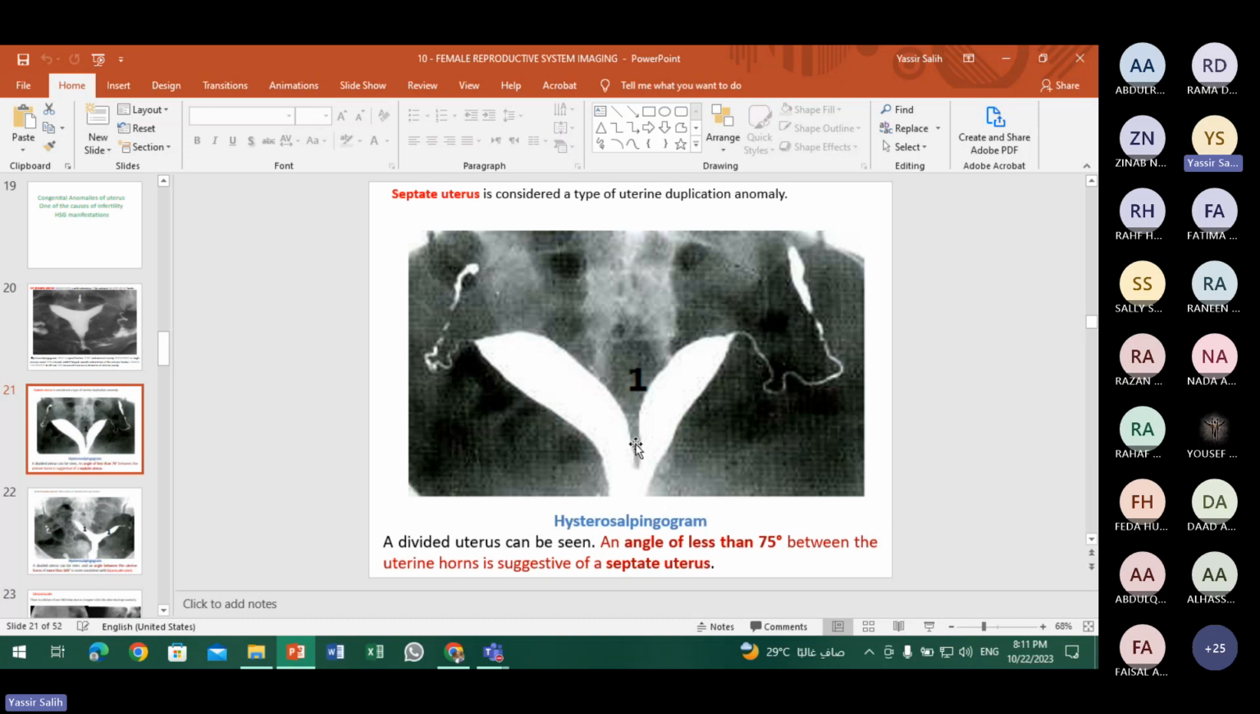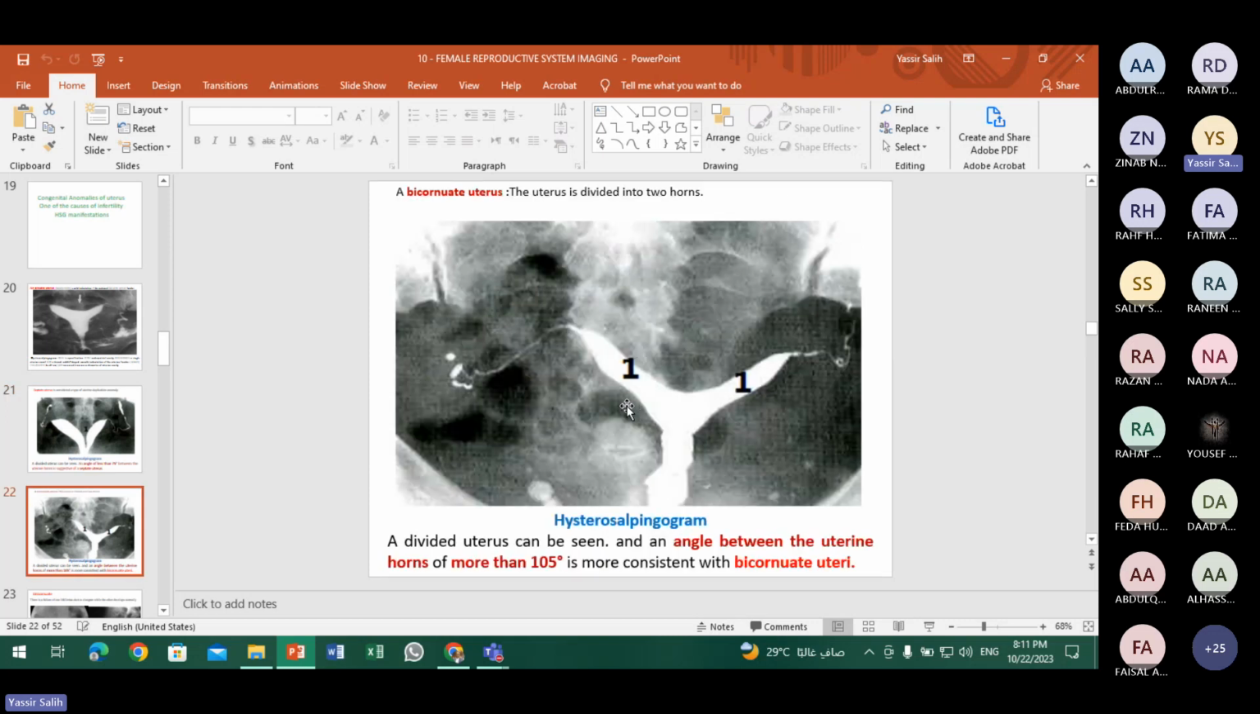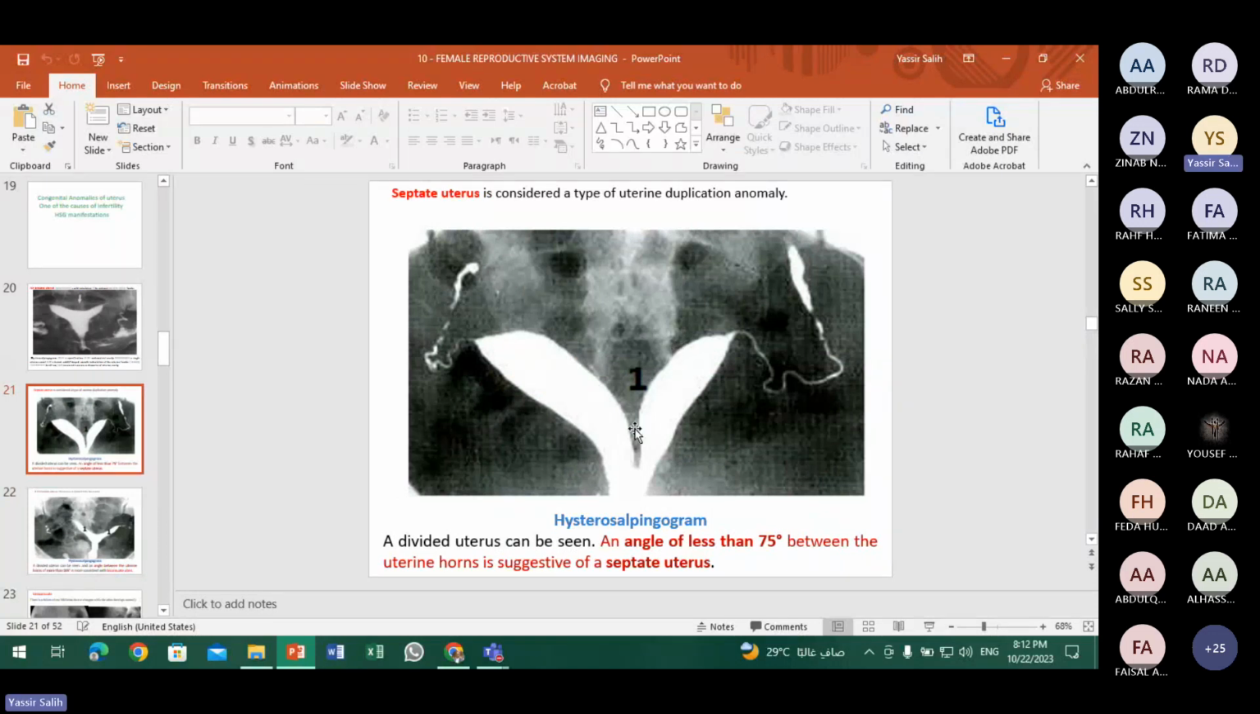We say septate uterus because these congenital anomalies resemble each other, so we look at the angle between the two horns. If it is less than 75 degrees, it goes with septate uterus. But if the angle is obtuse, more than 105 degrees, this is the first horn and this is the second horn, this is most likely bicornuate uterus. Bicornuate uterus is characterized by an obtuse angle more than 105 degrees, but septate uterus by an acute angle usually less than 75 degrees.